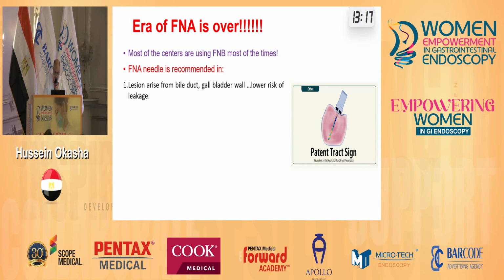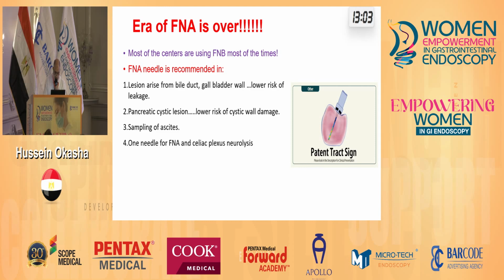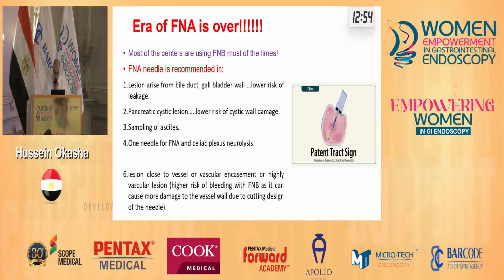FNA needle is recommended in lesions arising from the pancreatic duct or gallbladder wall due to lower risk of bile leakage, and in pancreatic cystic lesions due to its lower risk of cystic wall damage, and in sampling of ascites. And if we want to do FNA sampling and celiac plexus neurolysis, we use an FNA needle.